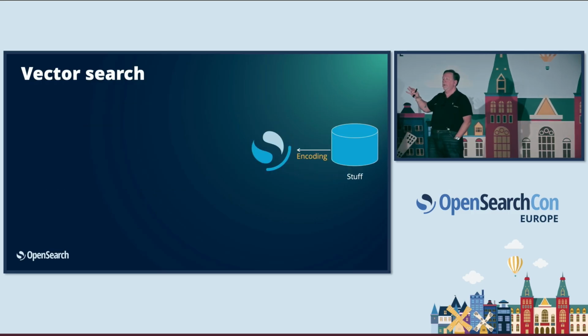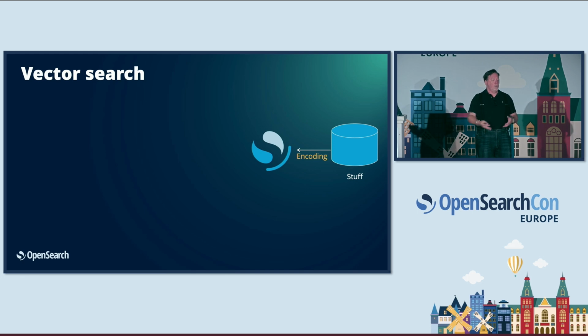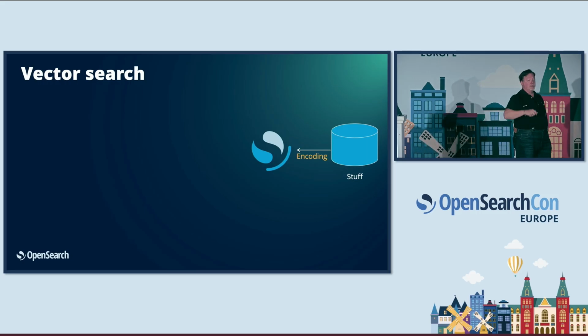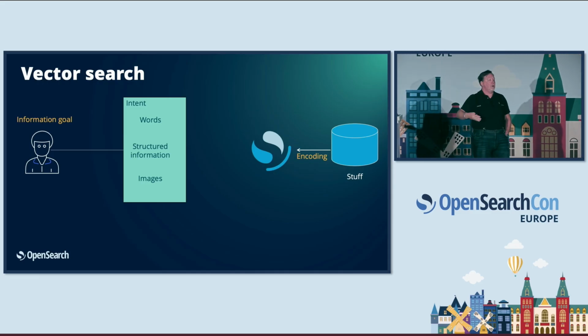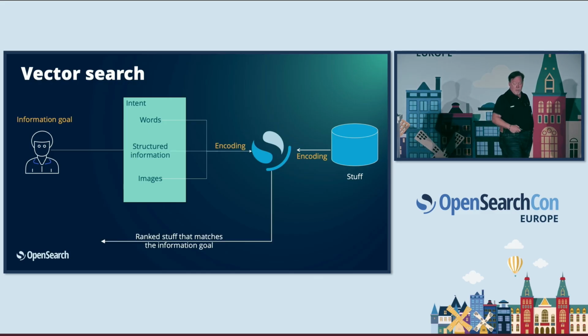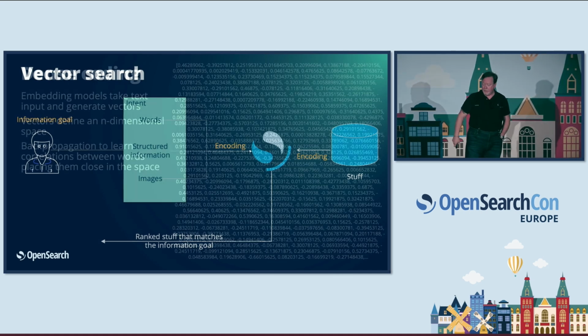For vector search, we take all of our stuff, we run it through a large language model that creates a vector embedding. Now, a vector embedding similarly captures the meaning of the words, but in a way that is learned and more contextual. We're breaking out of that boundary of the single word into the vector space. And then, of course, when you query, you do the same thing. You have an information goal. You run your query through a vector embedding model. That puts it into the same semantic space. And then you retrieve the stuff, hopefully, that matches your query.